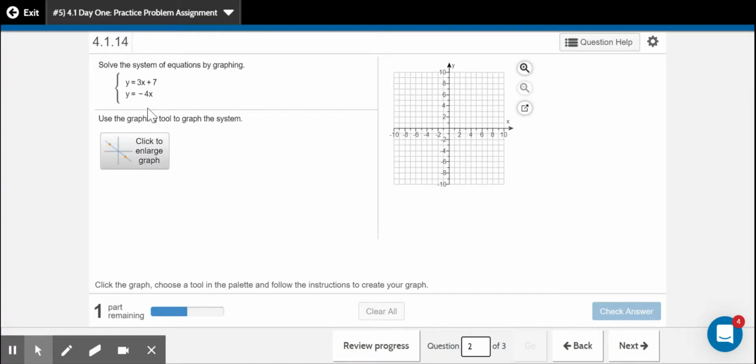Again, a great chance to review graphing, as well as then taking that one step further and seeing how that's a way to solve those systems.